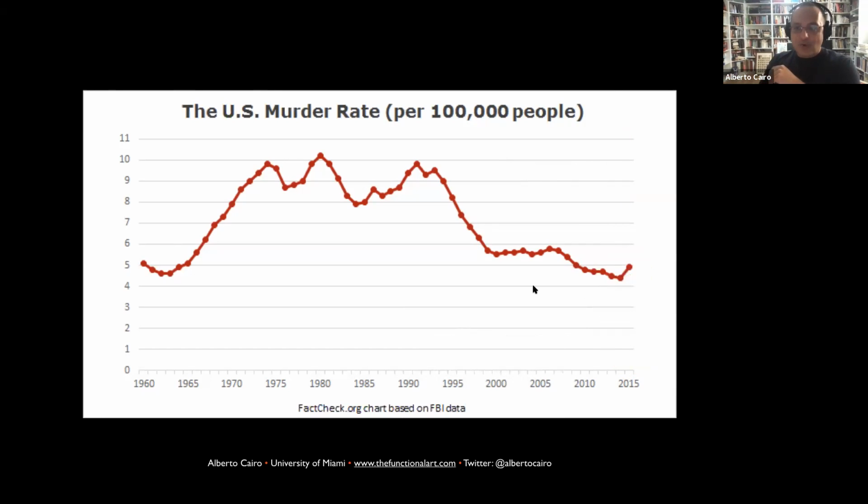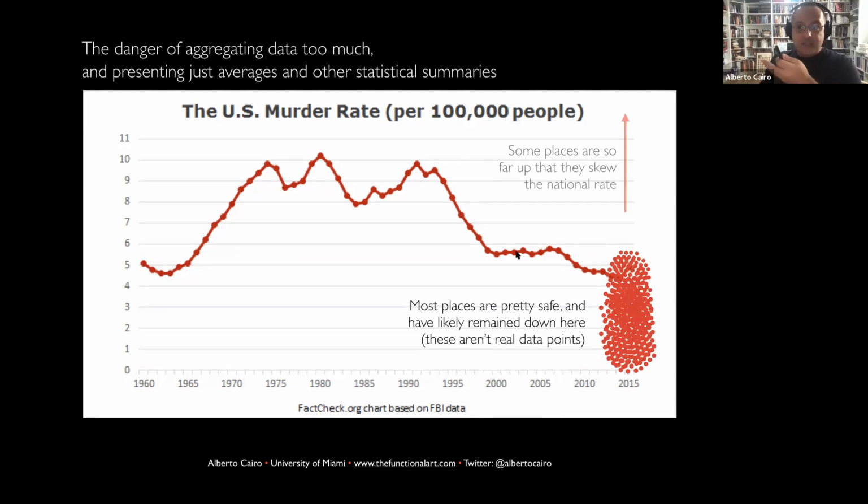Now, when is it appropriate to go to a higher level of aggregation? For example, if all the observations were very close to the national rate, a little bit up, a little bit down, but 99% of places were around that national rate, then you don't need to show every single observation, obviously. Just the national rate may be sufficient to tell the story.